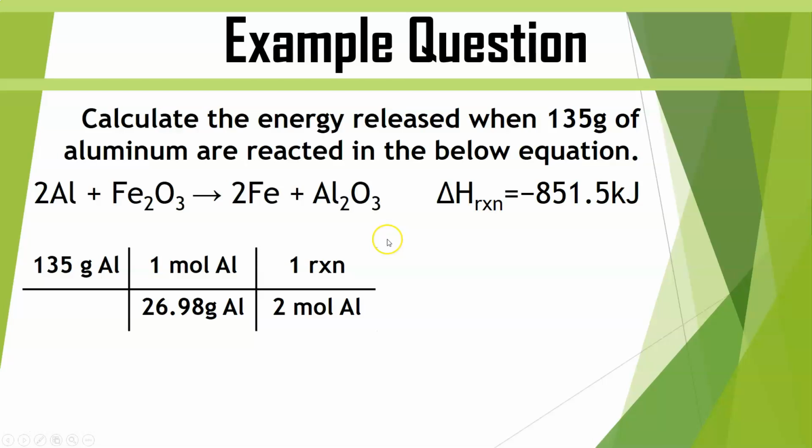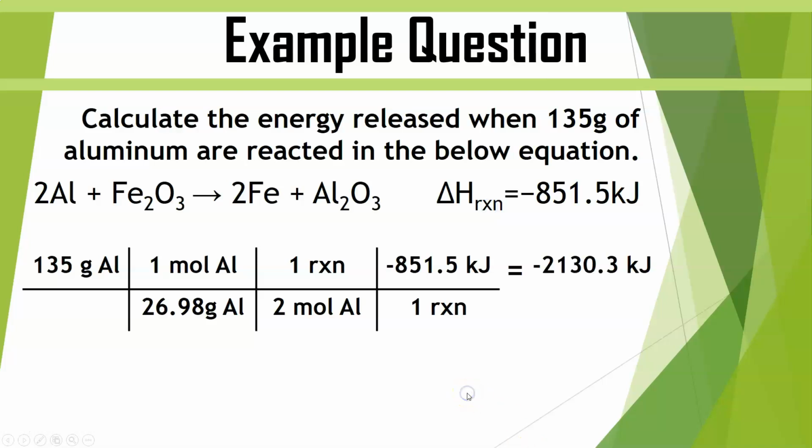Now, this part's a little different. We need to figure out a conversion factor that takes us from the aluminum into the reaction as an entire entity. So in this 1 reaction, the way it's written, there are 2 moles of aluminum. That will allow us to then use the heat of reaction to figure out how many kilojoules. You'll notice here that these are typically going to show up in kilojoules because it's a lot more energy involved than some of the other types of problems we do. So it's very, very common to see it in kilojoules.